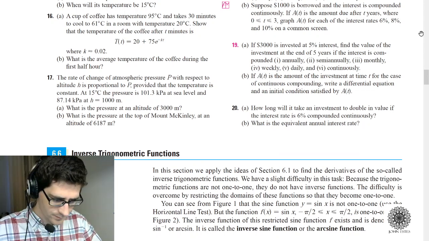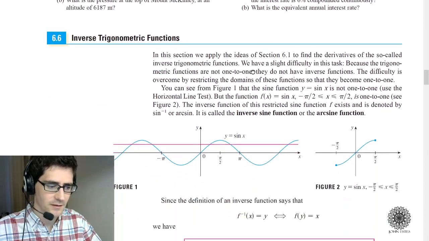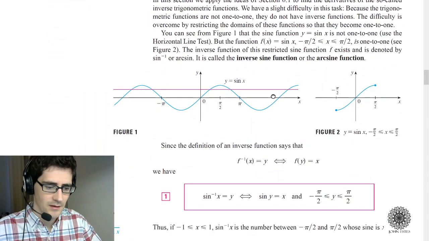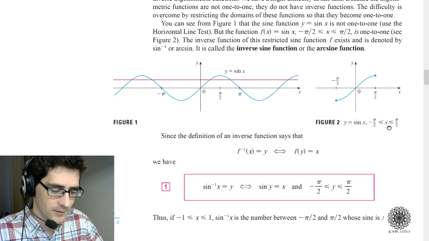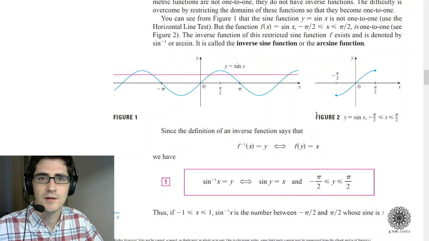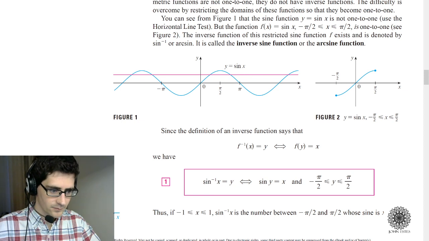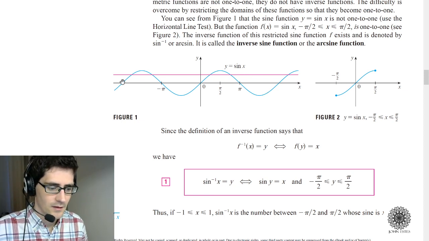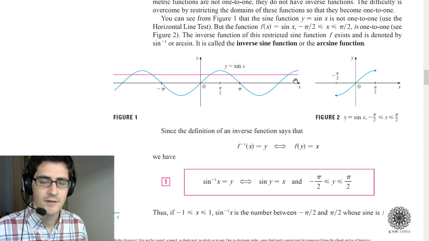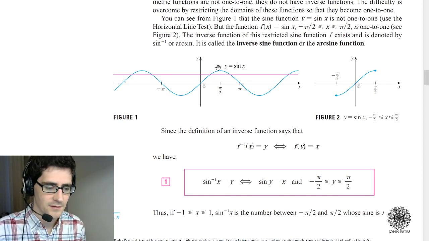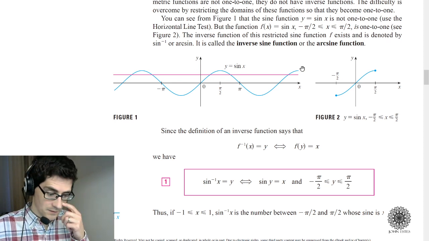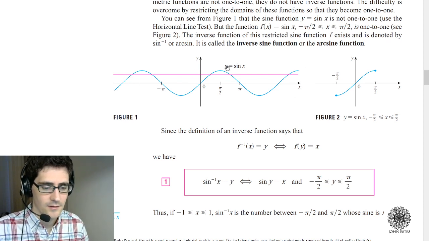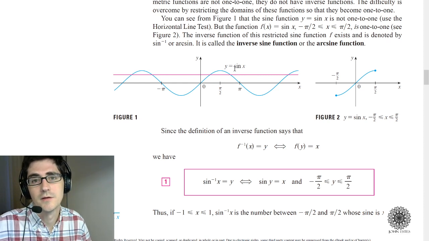Okay. All right. So we're looking at inverse trig functions, and again, I'm just looking at the book here. Just a quick recap of what we did on Tuesday. Remember that a function only has an inverse if it passes the horizontal line test. We can see the sine curve and a horizontal line going through it multiple times. That means it's not one-to-one, so it doesn't have an inverse function.